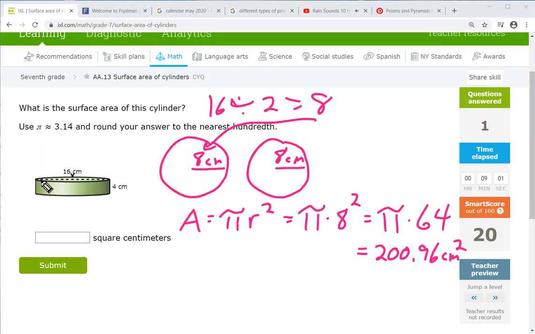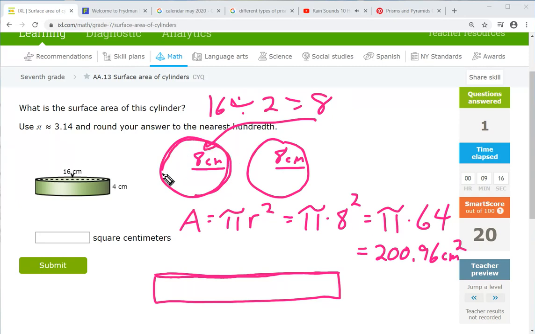you could just see that when you unravel it and you get the net, this part over here is equal to the circumference of the base of the cylinder. And I'm not doing a very good job of showing that they're the same length, but this and this should be the same length when you unravel the cylinder. So anyway, we need to find the circumference of the circle with the radius of being 8 centimeters.